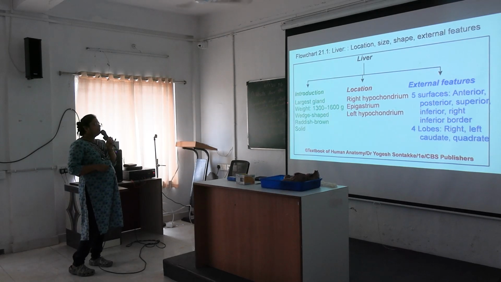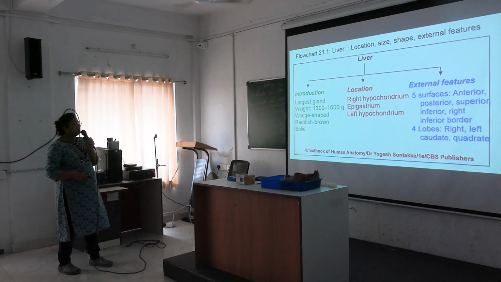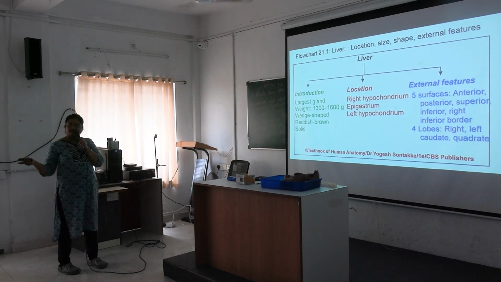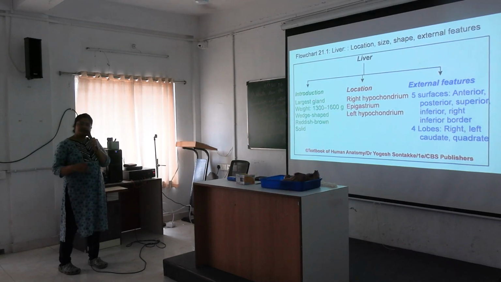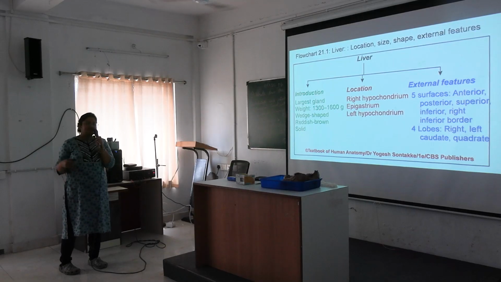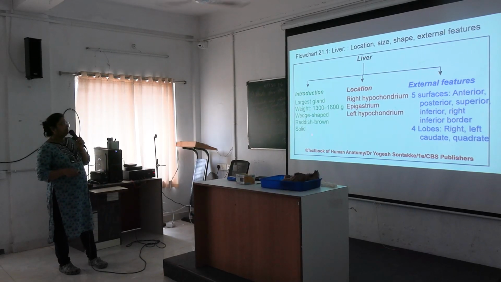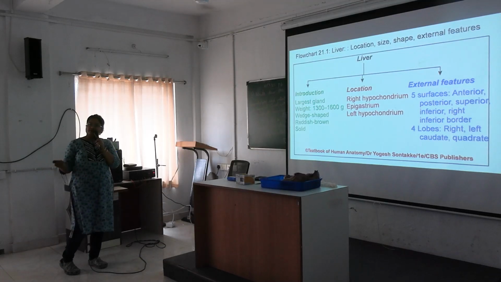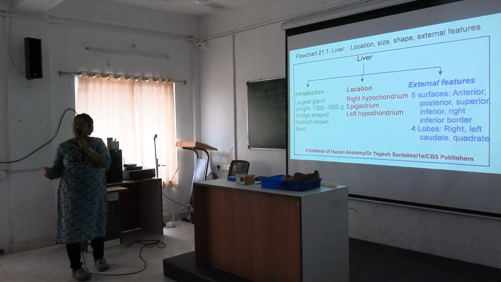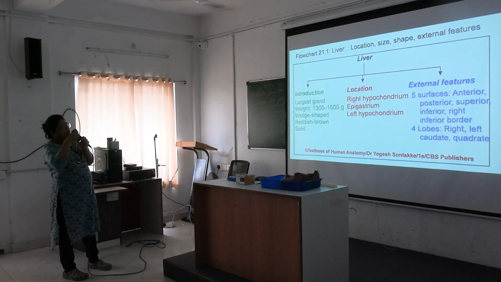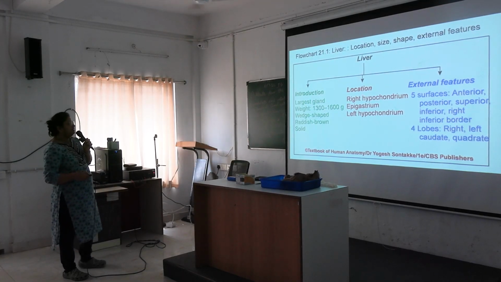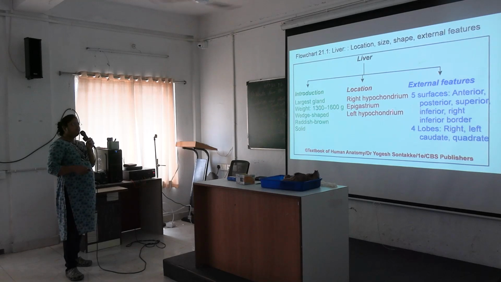So the liver is the largest gland in our body. Its weight is also asked in your viva, okay: 1.3 kg to 1.6 kg, more in males. It is wedge shaped, reddish brown in color, and it is a solid organ. It also varies according to the body weight of the person. What is the location? Location is right hypochondrium, epigastrium, left hypochondrium.